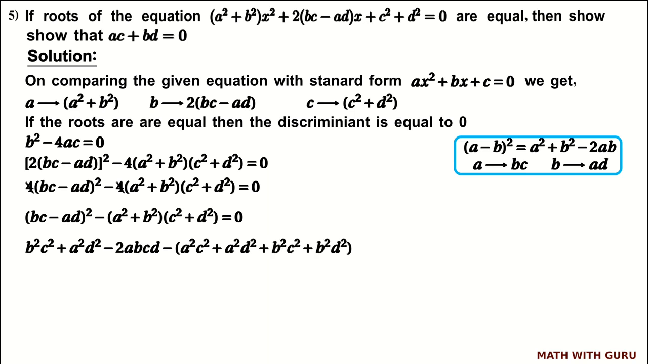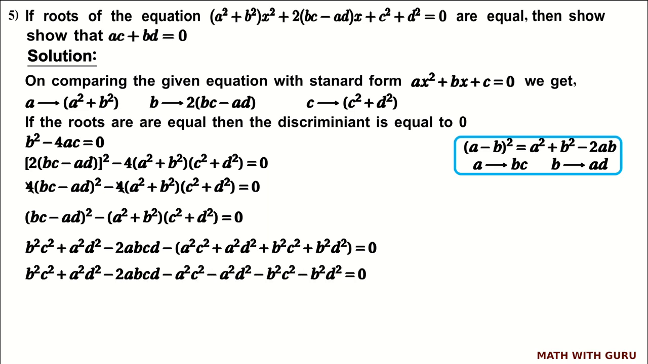(bc)² is b²c², and (ad)² is a²d², minus 2 into bc into ad, that is 2abcd. Minus, first let us multiply a² + b² by c² + d², then multiplied by minus 1. We get here minus of (a²c² + a²d² + b²c² + b²d²) equals 0.